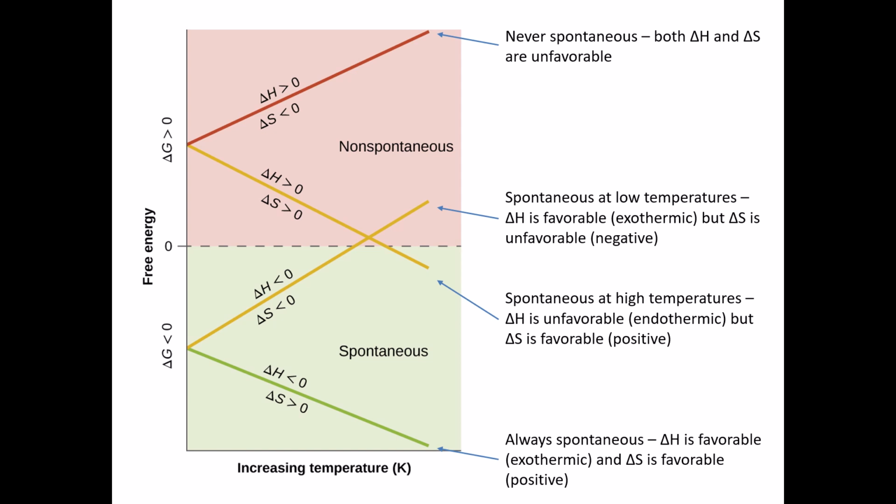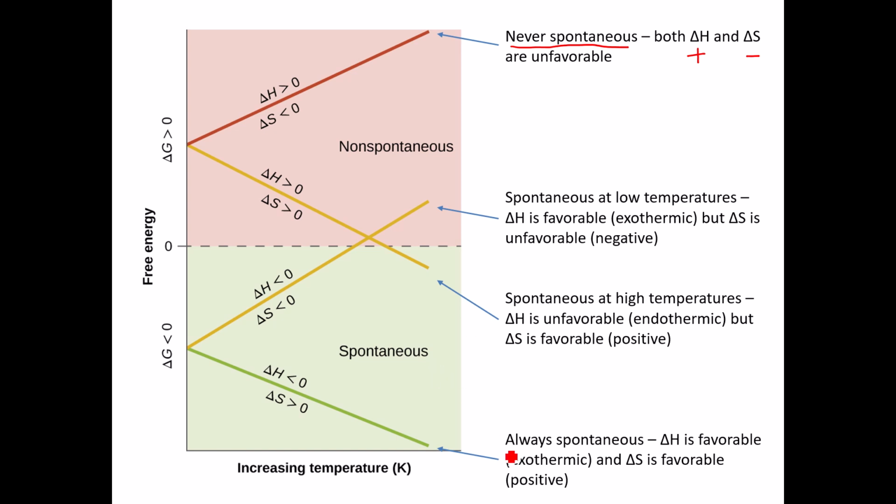Alright, so we have 4 different categories for reactions based on the sign of delta H and delta S. We've already looked at a couple of them. Our never spontaneous reactions have both unfavorable delta H and delta S. And this is delta H being positive or endothermic, and delta S for the system being negative, indicating less entropy. So if I have a positive delta H and a negative delta S, then my reaction is never spontaneous. No matter what temperature I put my reaction at, it will not occur spontaneously.